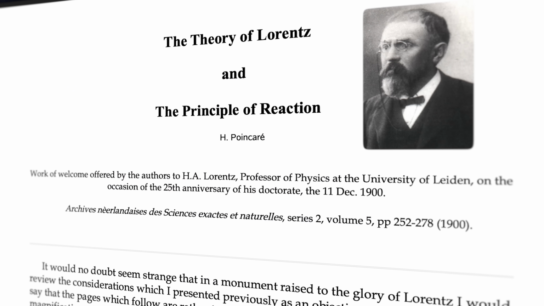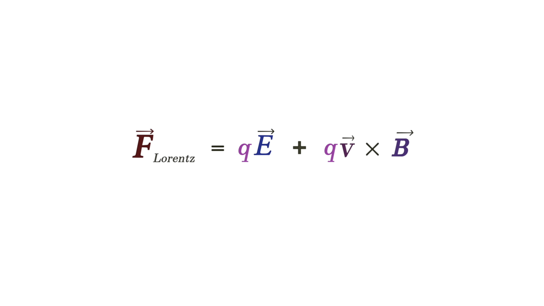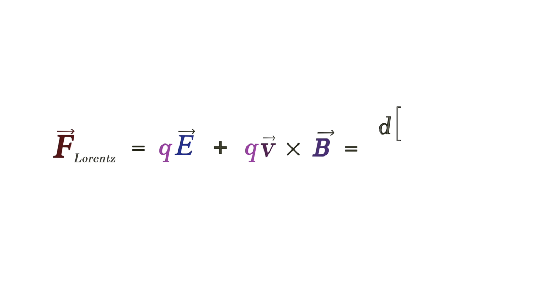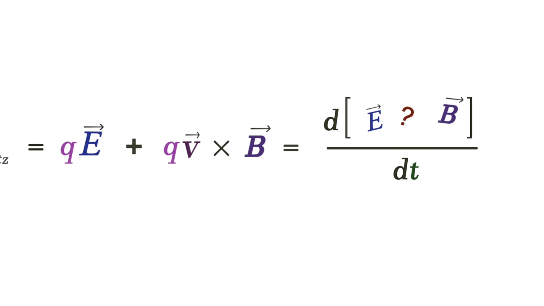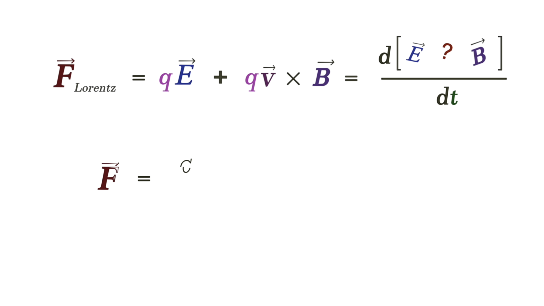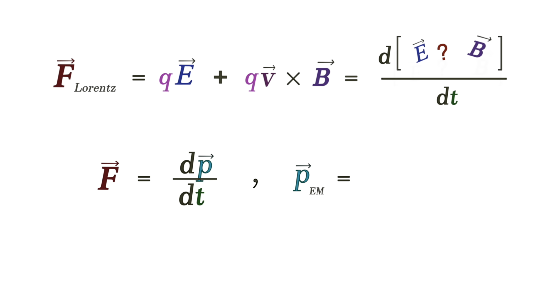In his 1900 paper, Poincaré answered this question by examining the expression for the total electromagnetic force, the Lorentz force. His strategy was to recast this expression in terms of the rate of change of some quantity. That is, he knew if he could rewrite Lorentz's force as the time derivative of some combination of electromagnetic field quantities, then he could interpret this new quantity as being the momentum of the electromagnetic field itself.